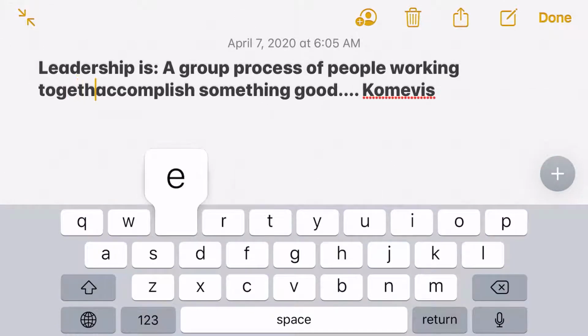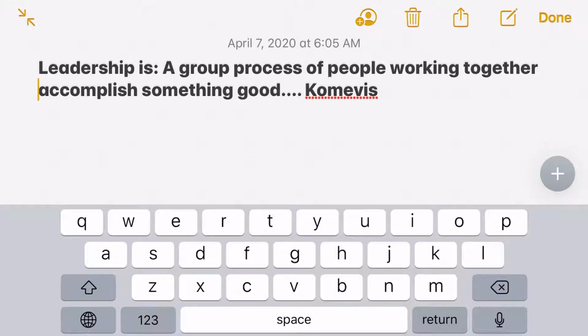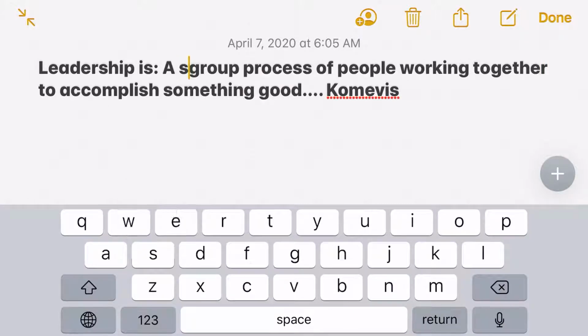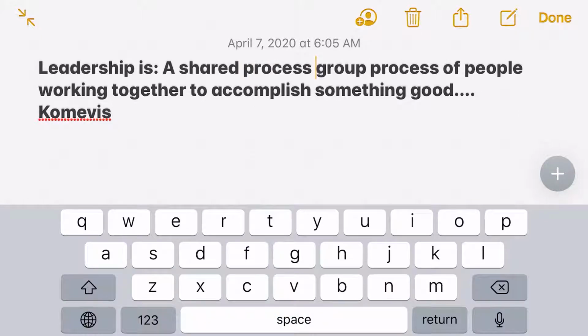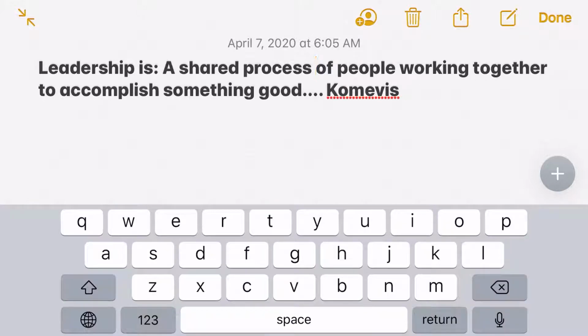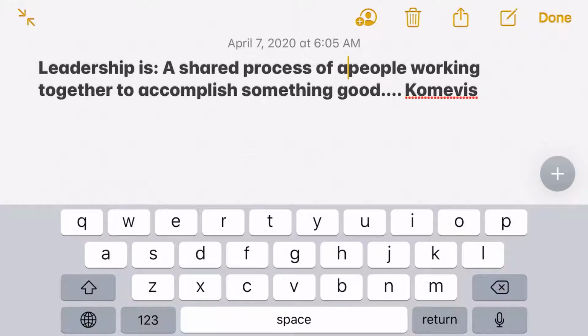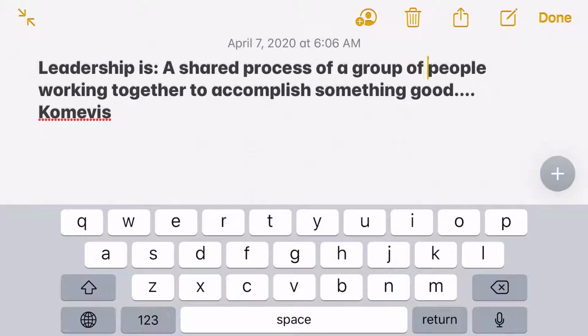A couple things to notice is that it's not about a person per se, but a group of people and a process that they're sharing. A group of people working together, and I think actually it's a shared process of people. And it could be a group of people working together to accomplish something good. So the other piece here is not just the working together, but that they're doing something good.